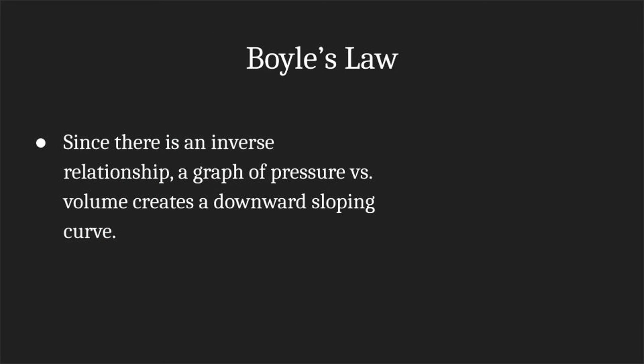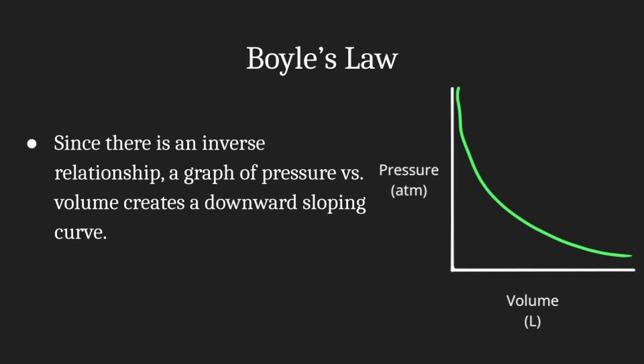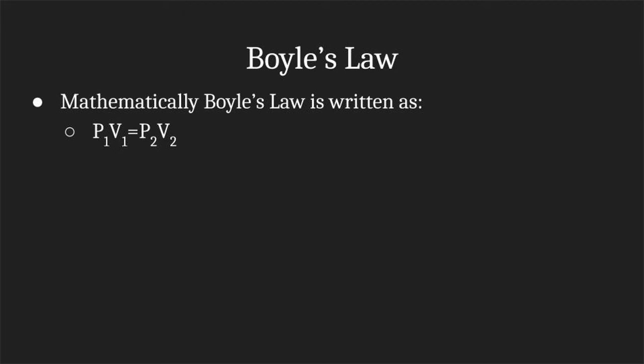Another important thing with Boyle's law is what the graph looks like. Since there's an inverse relationship, the graph of pressure versus volume creates a downward sloping curve, as you see on the right. So far, everything we've done has been qualitative.